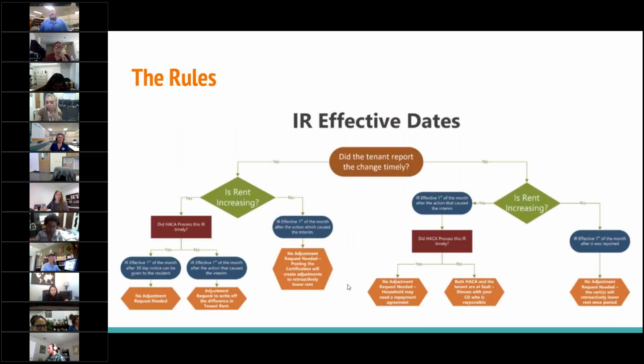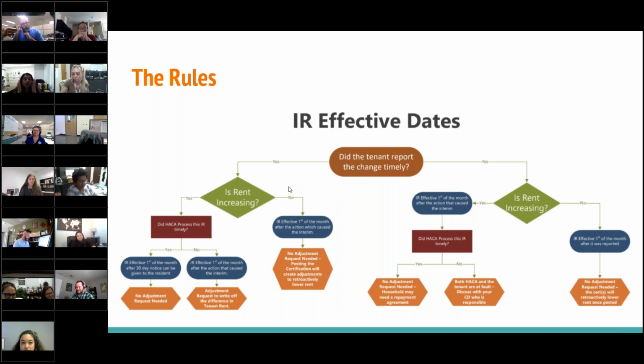So one of the attachments I sent you was this IR effective dates flow chart, and we'll look at it here in a second. I also printed out color copies and put them in your boxes here at Central. So you can tape them to your wall or give them to your dog, whatever works for you. I'm kind of a visual person, so I think this helps me, but whatever works for you, use it.